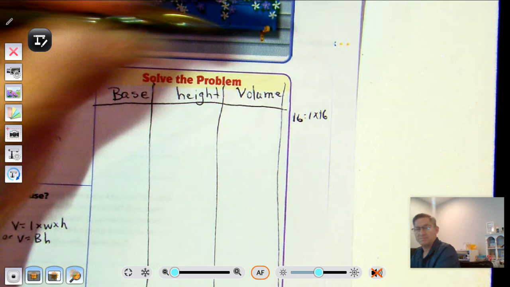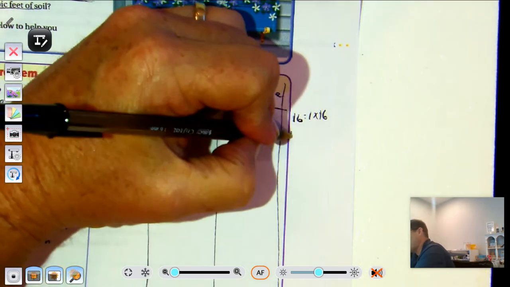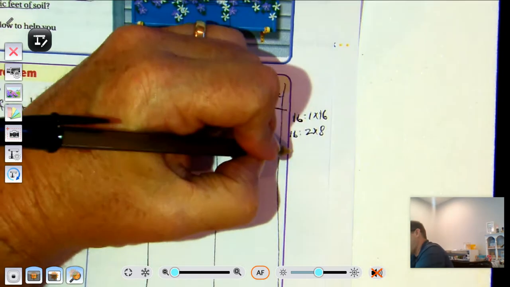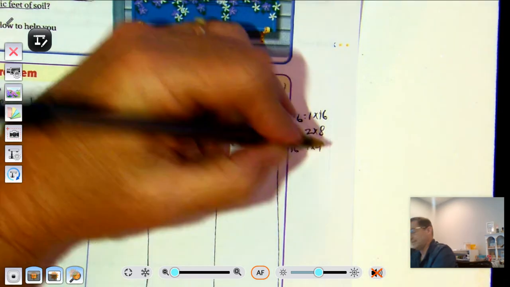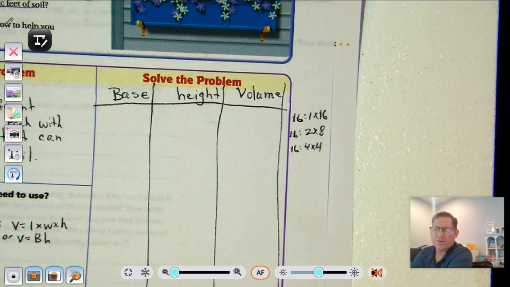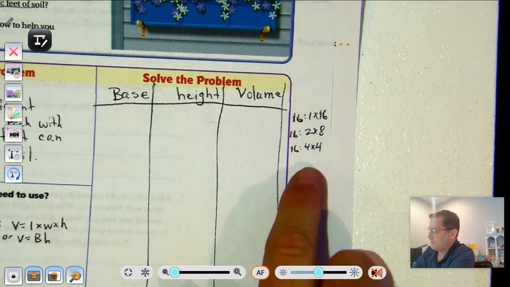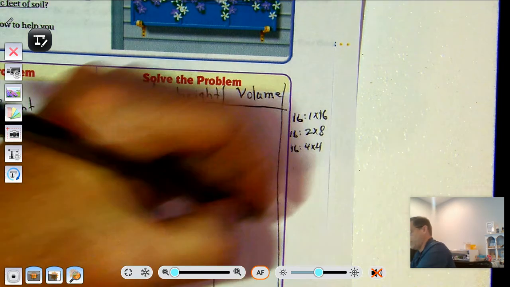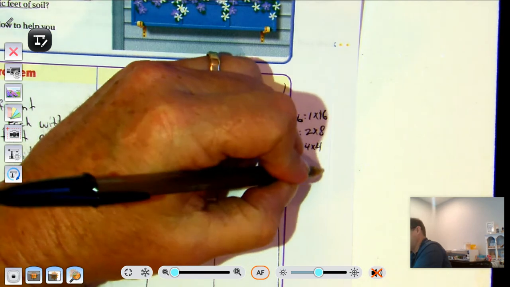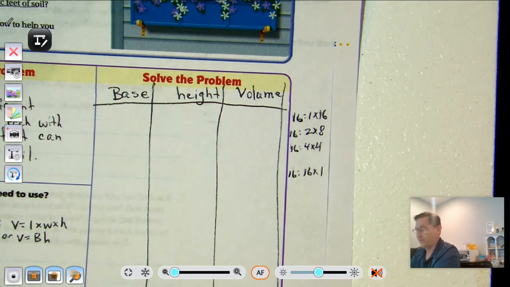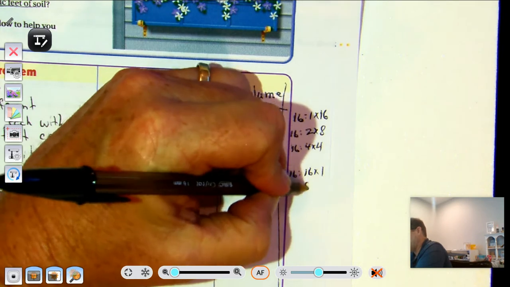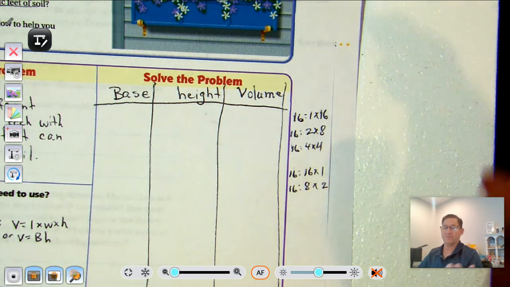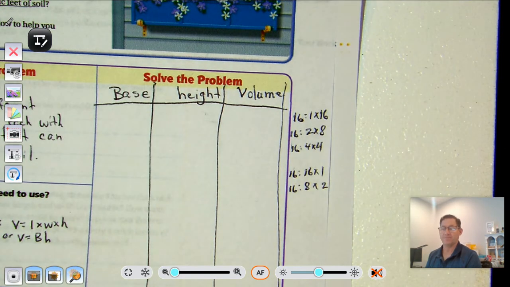Oh, we know 1 times 16. That definitely works. I know 2 is a factor of 16, so I know I could have 2 times 8. I know 4 times 4 is 16. So those are the 3 basic ones. So I could say that those are the base and these are the heights. But I can also switch them around, right? So I could have a base of 16 and a height of 1. I could have a base of 8 and a height of 2. And 4 and 4, that's going to be the same thing. So there's really no changing that around.